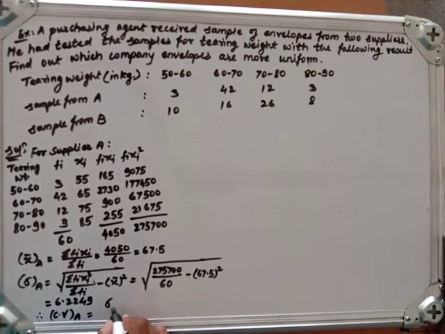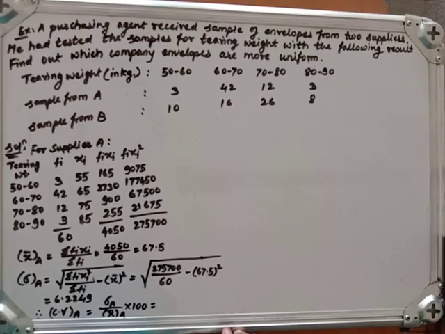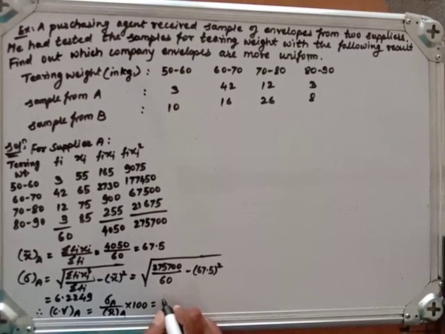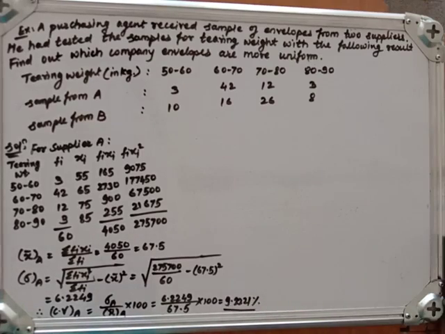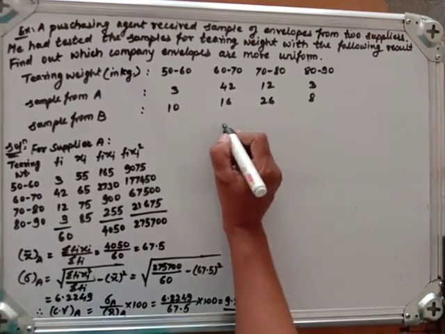And therefore what is CV for A? It will be sigma A upon X bar A multiplied by 100. Sigma A is this 6.2249 upon this 67.5 multiplied by 100. So this CV is how much? This answer will be 9.2221, this many percentage. This is the CV for supplier A.